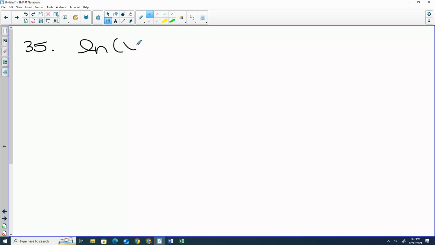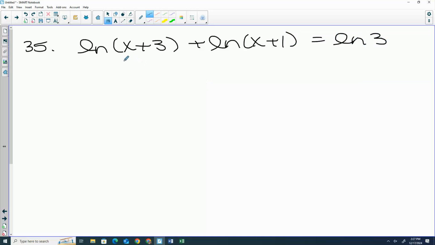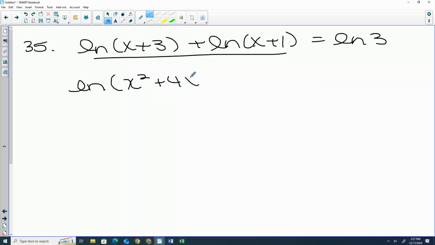The natural log of x plus 3 plus the natural log of x plus 1 equals the natural log of 3. If two logs are added, how do you put them together? So we have to FOIL, so that's x squared plus 4x plus 3. Now we have a log on each side. Drop the log.